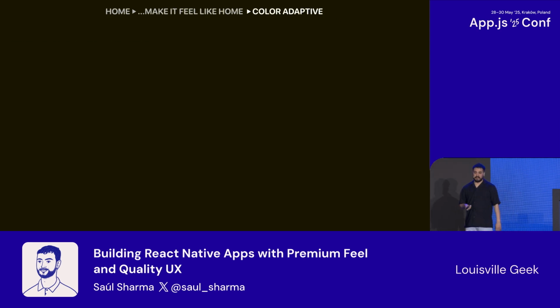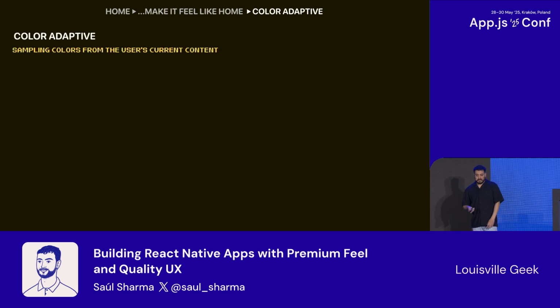And obviously, they also do well with server data. Like YouTube stores all the stuff of your watch time and everything on the server, and they pull that to the front end. Another great example is color adaptive.